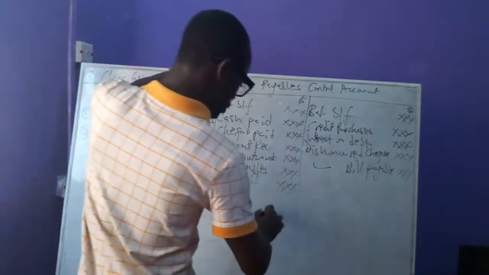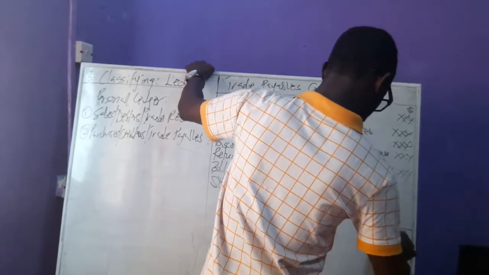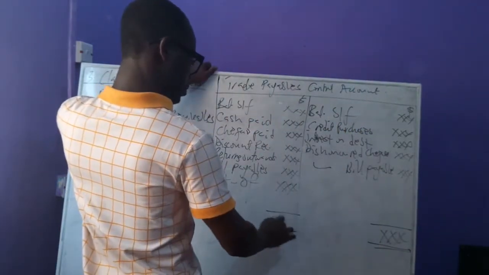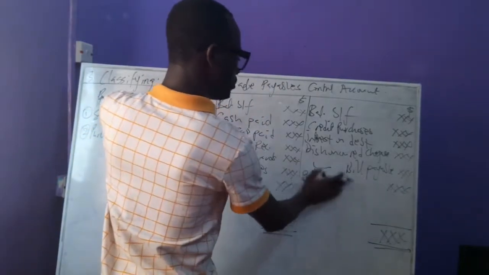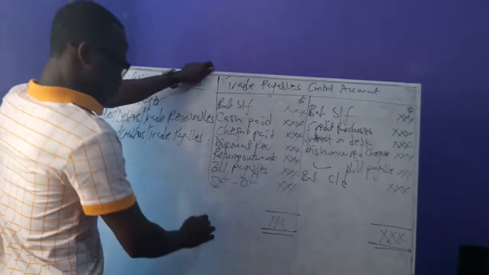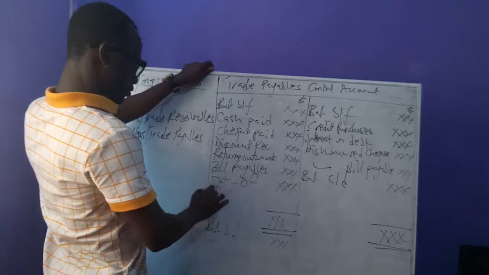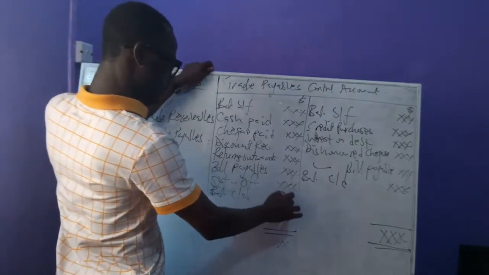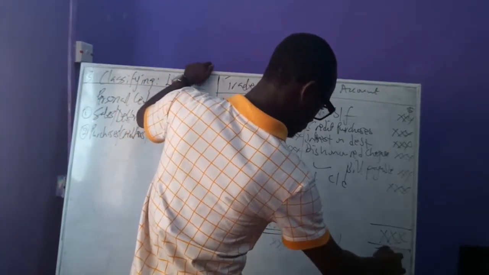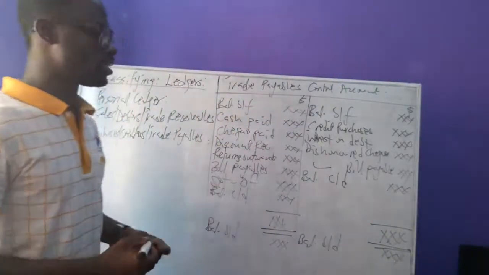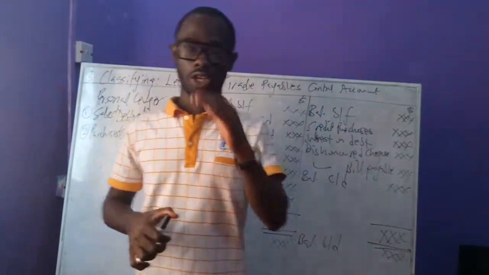So when we finish, we balance the accounts. So balance carried down, balance brought down, balance carried down, balance brought down. So that is it about the trade payables ledger control account, right?